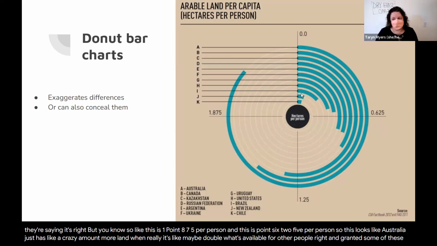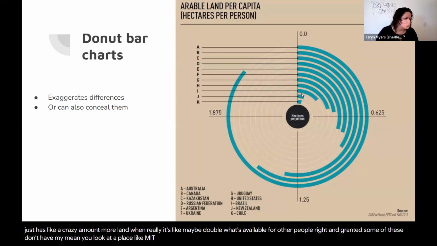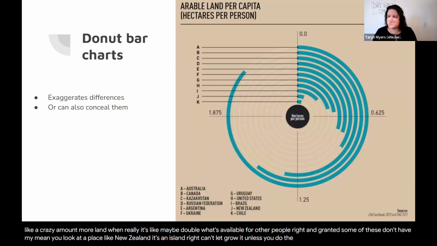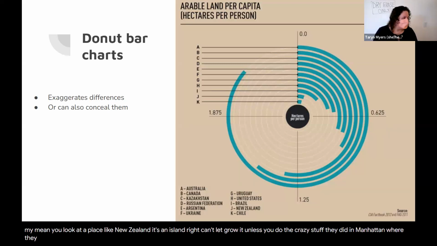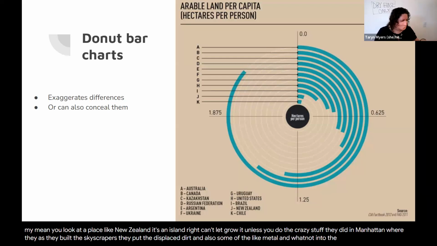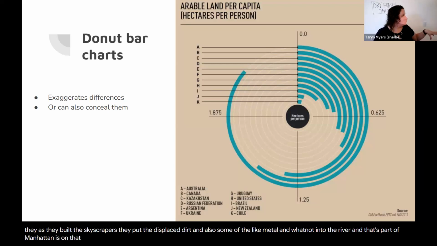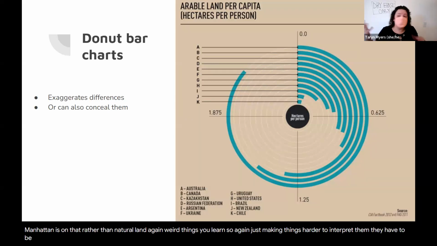And granted, some of these, I mean, you look at a place like New Zealand, it's an island, right? You can't grow it unless you do the crazy stuff they did in Manhattan, where as they built the skyscrapers, they put the displaced dirt and also some of the metal and whatnot into the river. And part of Manhattan is on that rather than natural land. Again, weird things you learn, right? So again, just making things harder to interpret than they have to be. Again, it looks spiffier than a bar graph, but it's not actually telling me any more information than it.